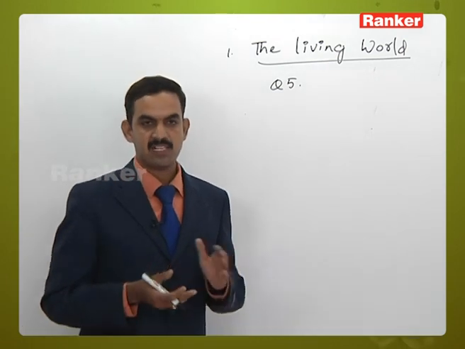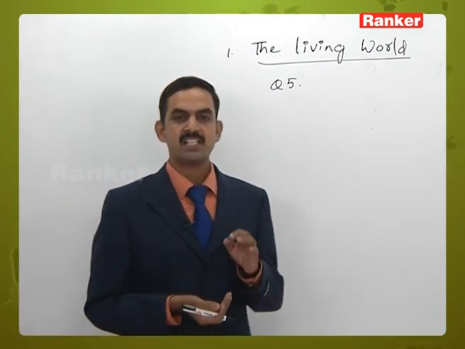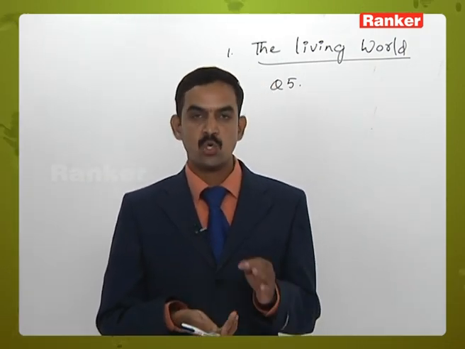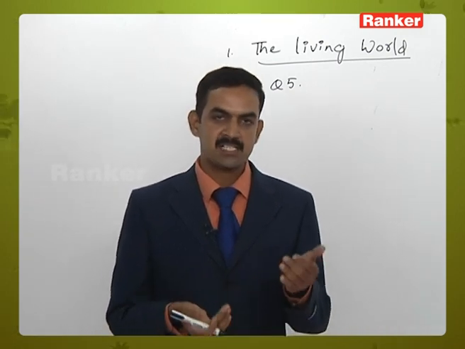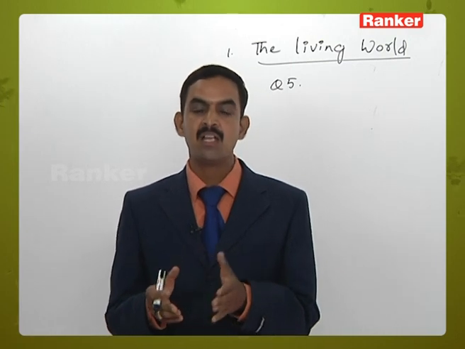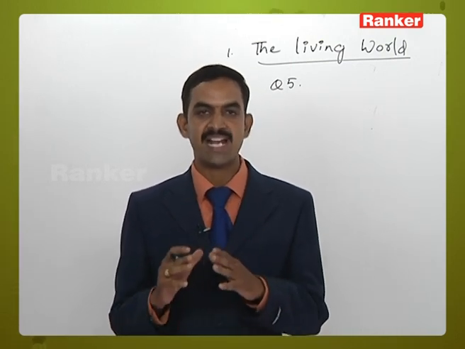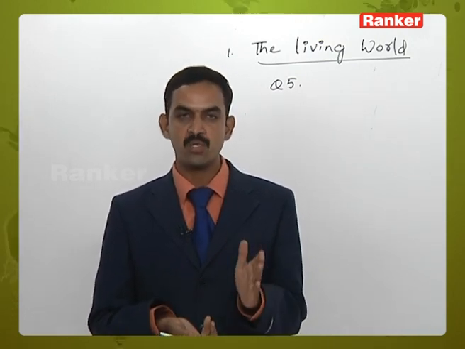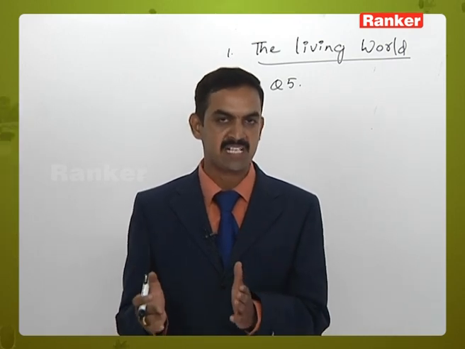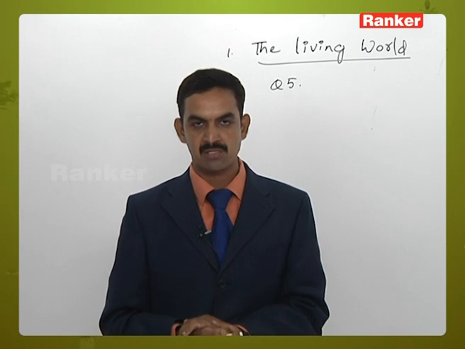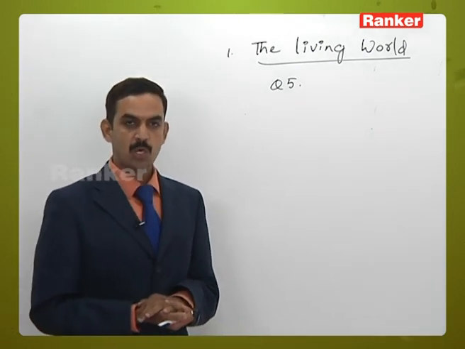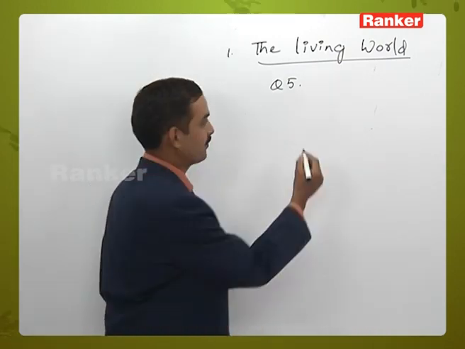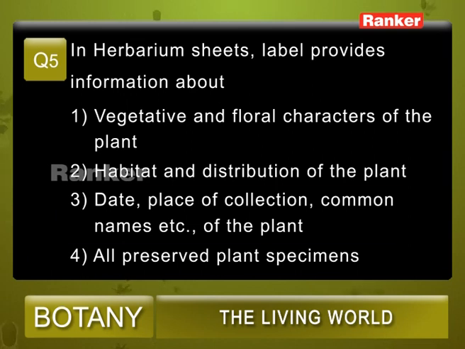So already we have discussed that herbarium is a collection of dried species of plants which gives all the information about the plants. Not only the person who collected the plants, from which place these plants have been collected, the date of collection, and their English names, botanical name, and the local names, including the characteristic features. So that herbarium includes all the characters starting from the person who identified to each and every character of the plants. So out of the four options, the third option, date, place of collection, common names etc. of the plant, is the correct option. So for question 5, the answer is 3.